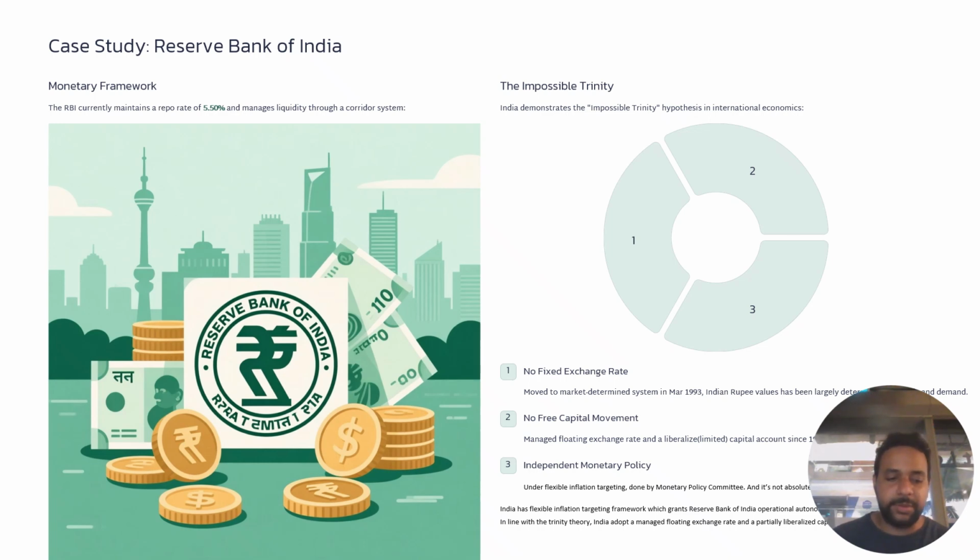An example would be the Reserve Bank of India. Their repo rate is about 5.5%. For a country that doesn't have a fixed exchange rate, they want to control the economy and capital. The exchange rate is determined by supply and demand, the economy, and they have limited capital movement, flexible but not absolute, with an independent monetary policy.